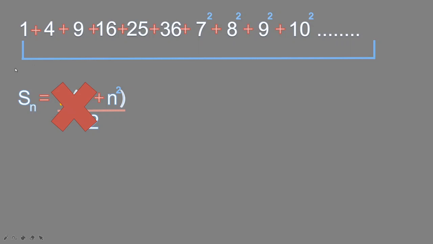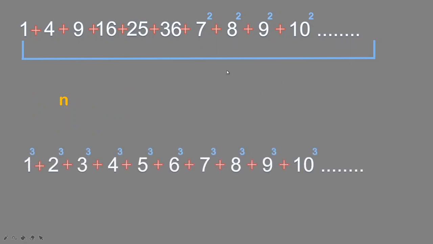And it is not a GP also, because 4 by 1 is not equal to 9 by 4. It is not equal to 16 by 9, obviously. So what shall we do? The same thing happens for this type of series, cube series. 1 cube plus 2 cube plus 3 cube plus 4 cube. Again, it is not an AP because 1 cube is 1, 2 cube is 8, 3 cube is 27, 4 cube is 64, 5 cube is 125. Just keeps on going way high. So what shall we do?